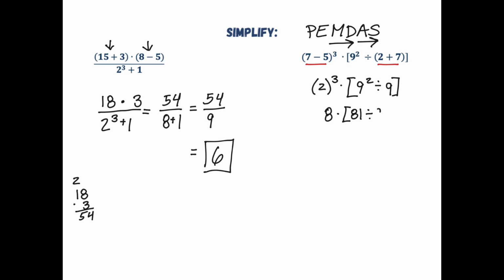Bring down the division and the closed bracket. And then because I still have the brackets there, because I haven't finished simplifying that piece yet, I'm going to divide 81 divided by 9 first. And that equals 9. Now my last step is to multiply my final two numbers, 8 times 9, and that equals 72.